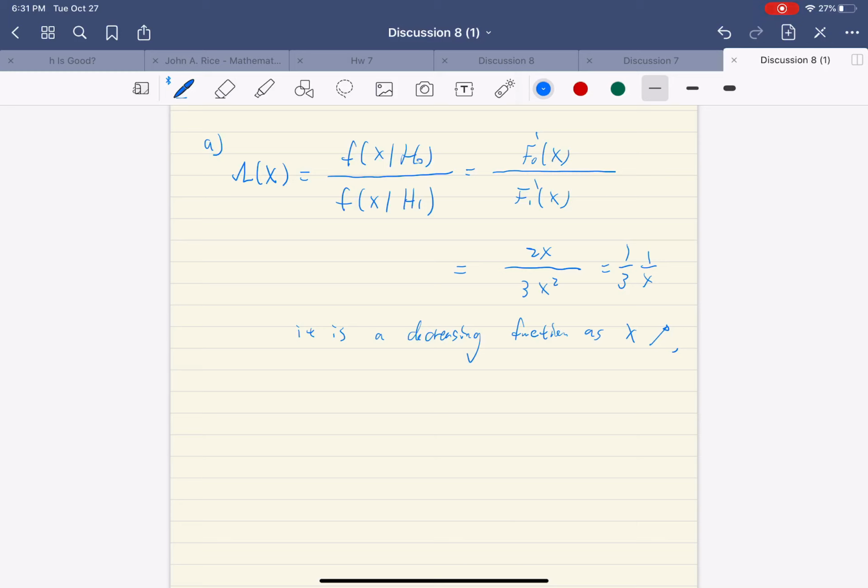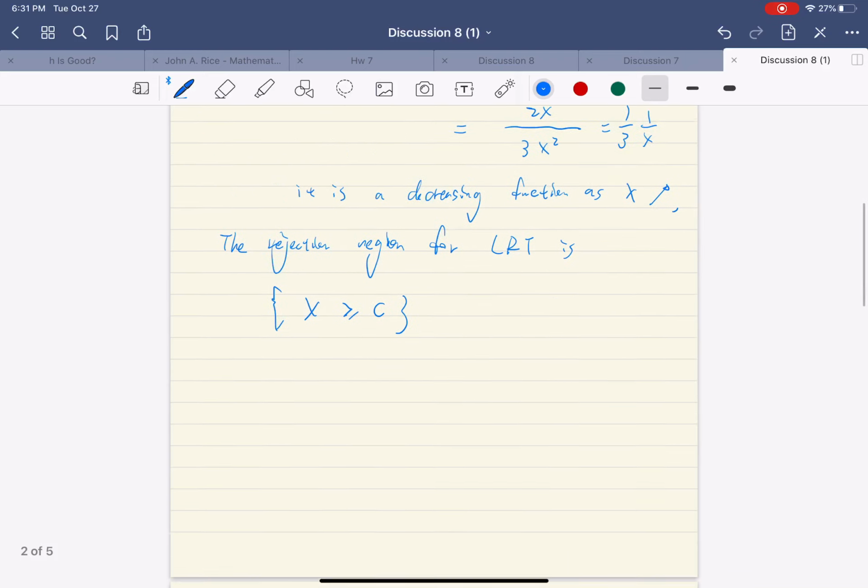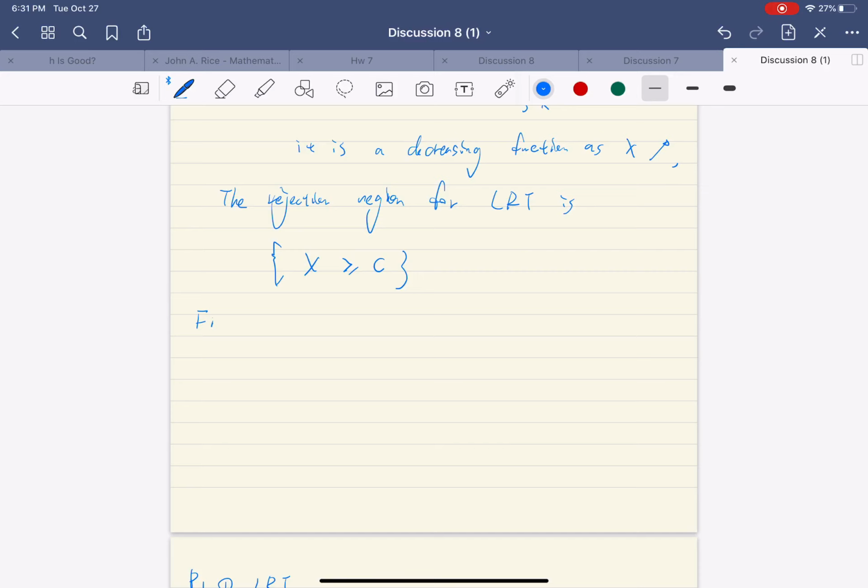So that means the rejection region for the LRT is x should be larger than some constant c. And now we want to find the c alpha. So we define alpha equal to the probability of x greater than c, conditioned on the null.